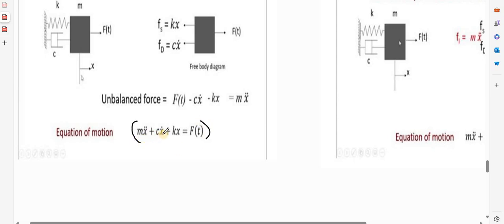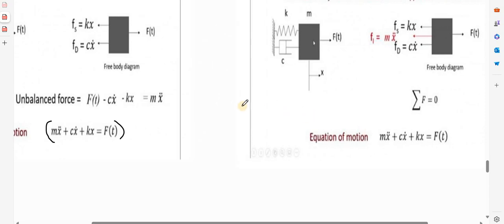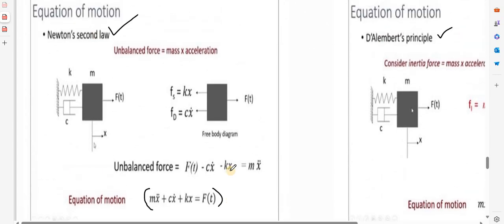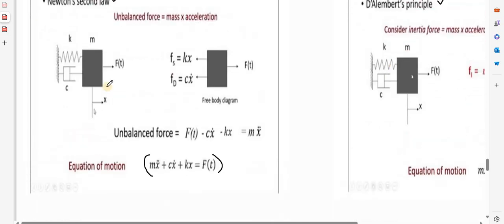m x double dot plus c x dot plus k x is equal to F of t. F of t is the force. Why do we write F of t? Because it is a dynamic load. This equation can be generated by two methods. One is by Newton's second law, and first of all let us look into Newton's second law. First of all we will be drawing the free body diagram.